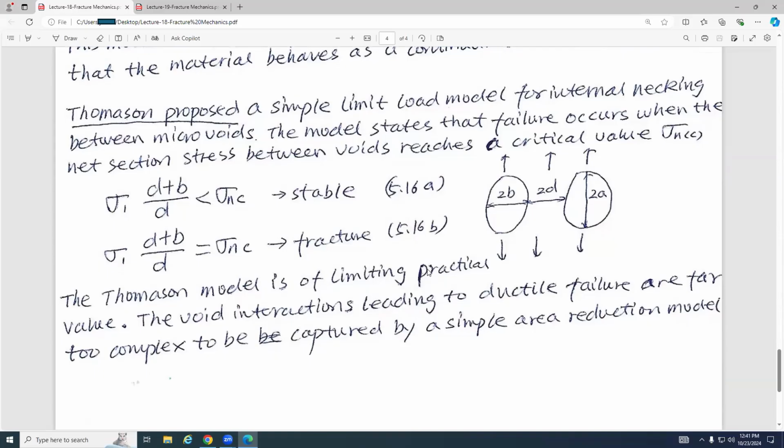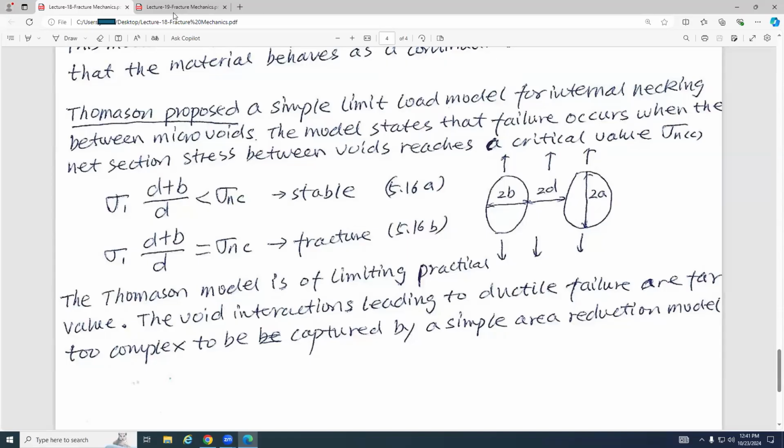Yeah, as time goes, people have developed more and more accurate models for prediction. Questions so far? No questions? So now this is for fracture in ductile material.